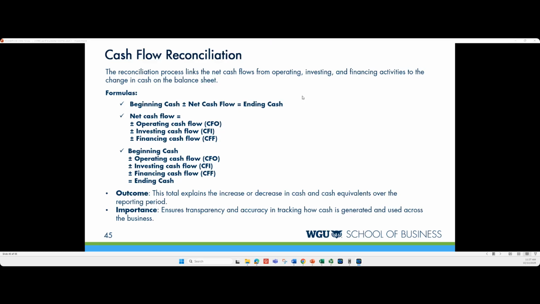And this is going to explain how our cash and cash equivalents have increased or decreased for a reporting period. And reporting it this way makes it transparent as to how the cash was generated and used.